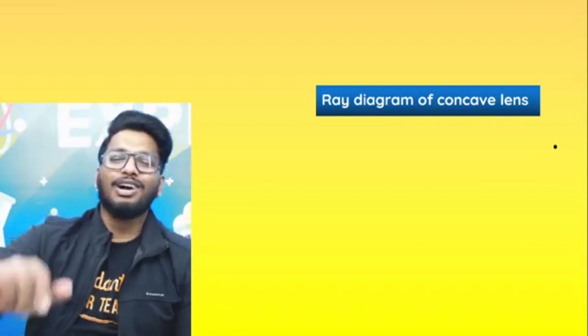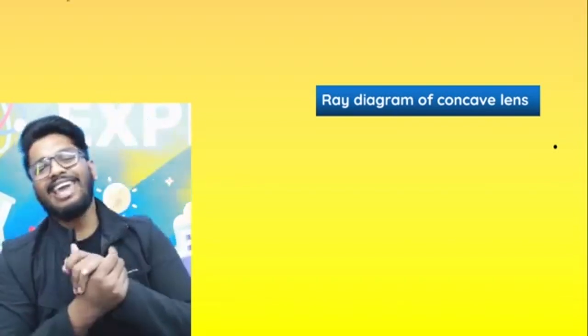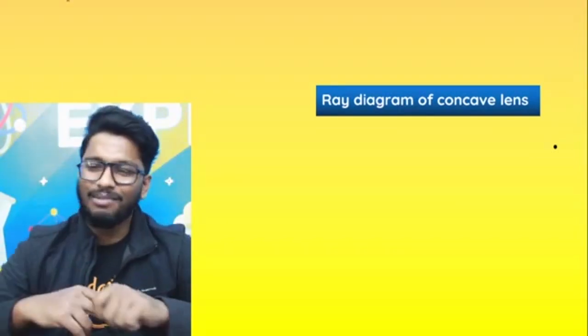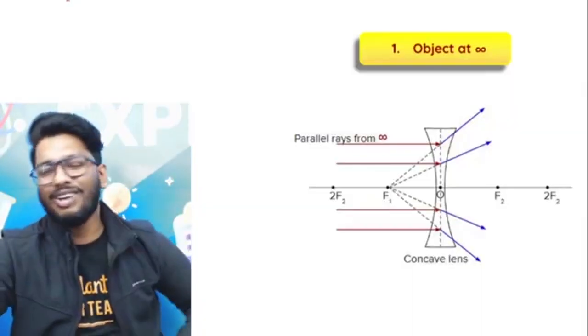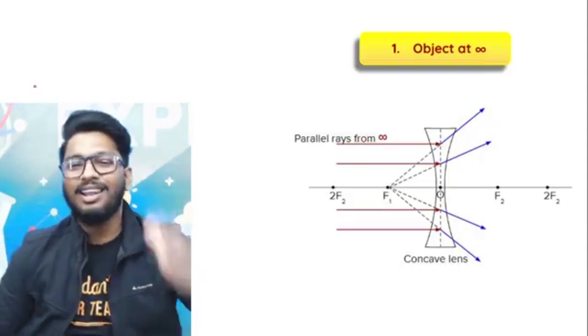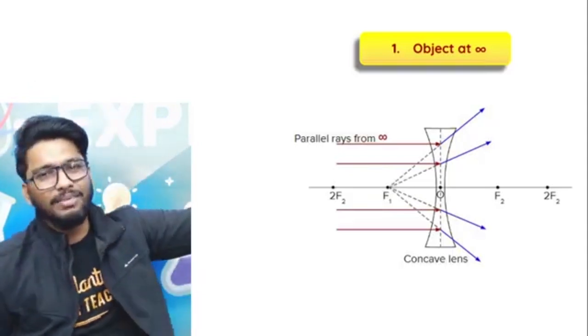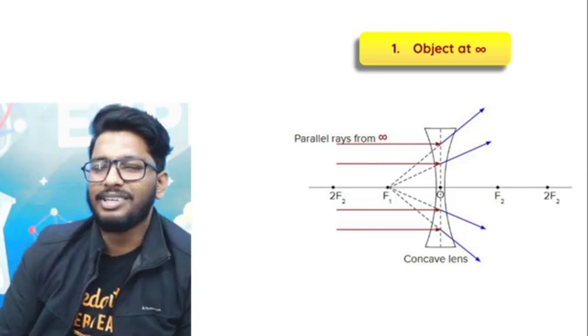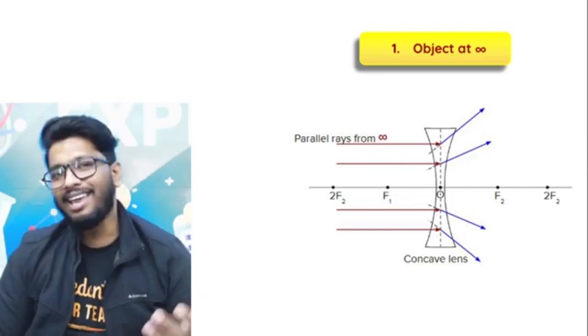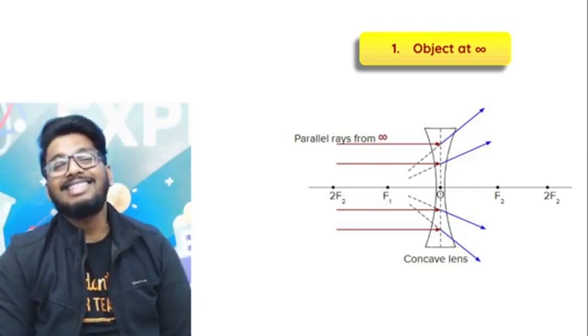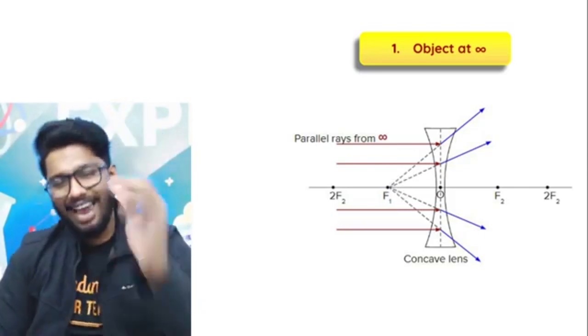Alright, so next thing we're going to talk about is the ray diagrams of concave lenses. So convex is done. Now let's move into concave as well. Let's finish it off. It's one of the smallest and one of the easiest as well. Now remember, people, the standard incident rays.